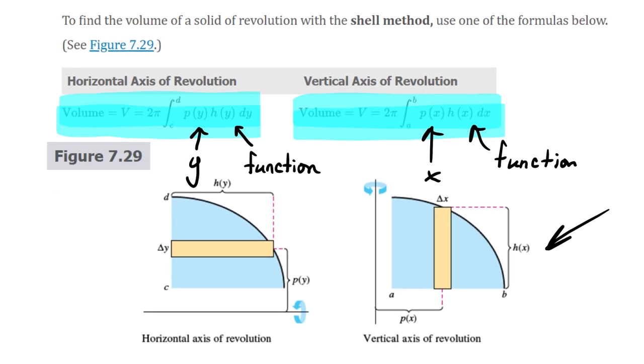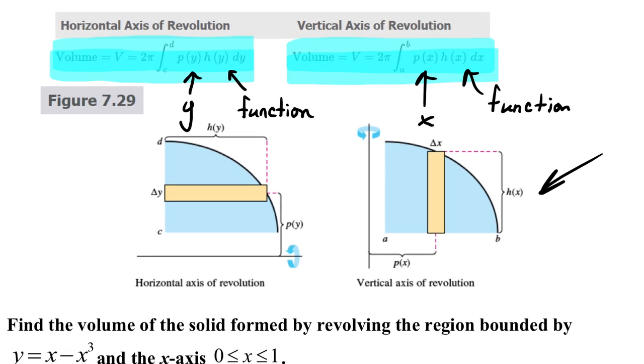If we have a horizontal axis of revolution, we'll use the formula at the top left of your screen. It will be 2 pi integrating from C to D. This P of y, that's the average radius. H of y, that's the height. That'll be the function out of our problem. Then we'll integrate with respect to y. So this is if the axis of revolution is horizontal.